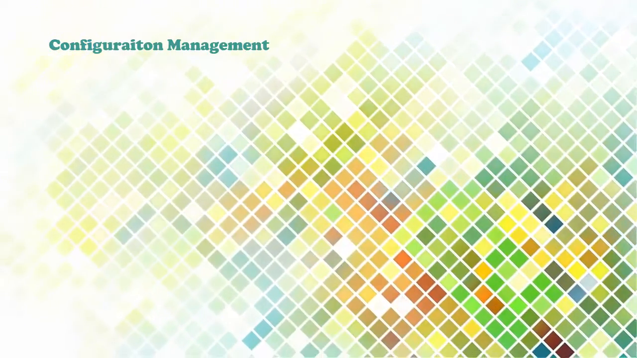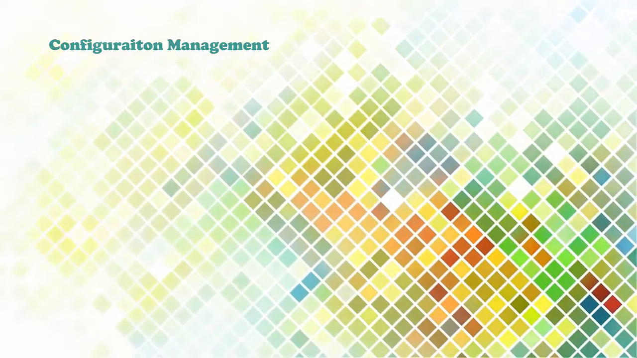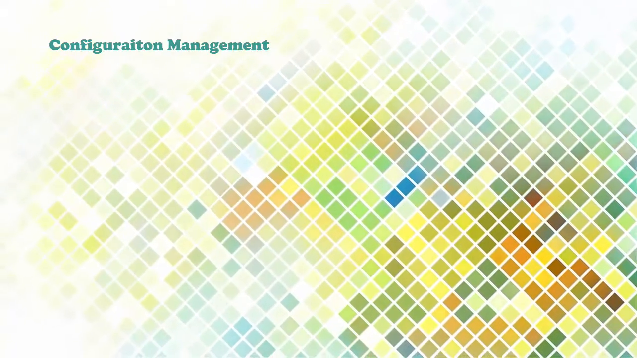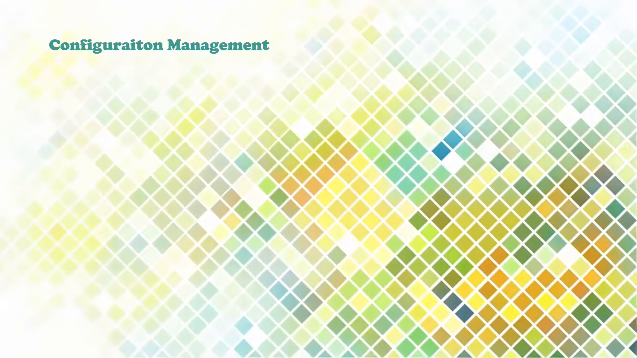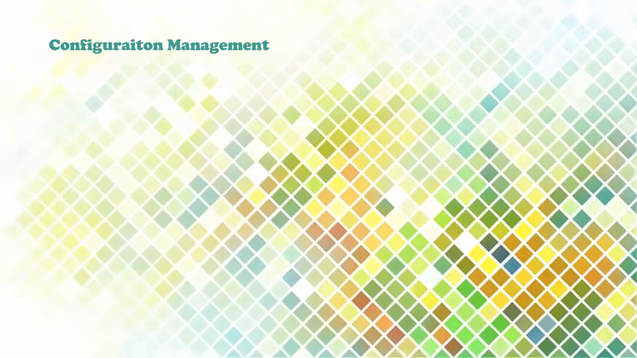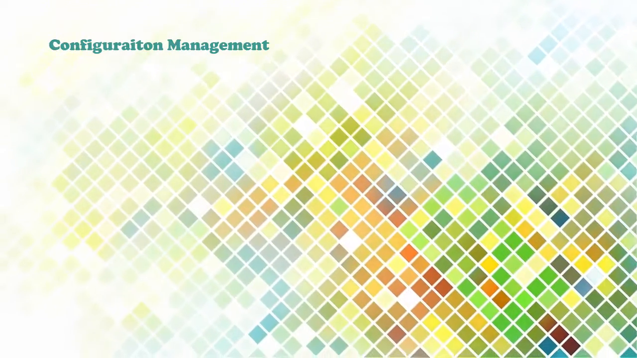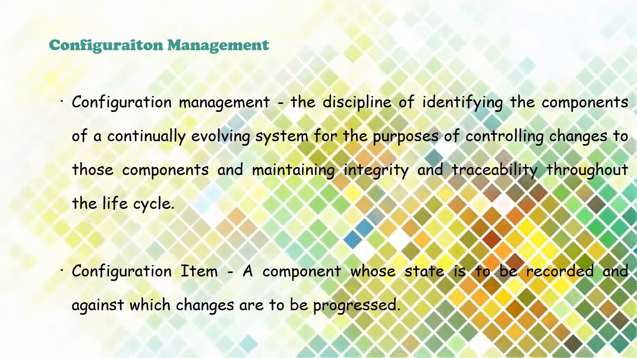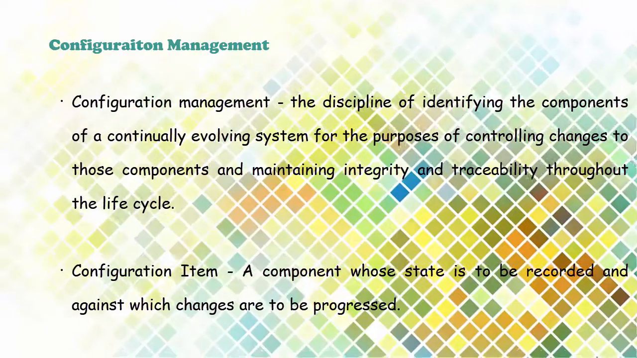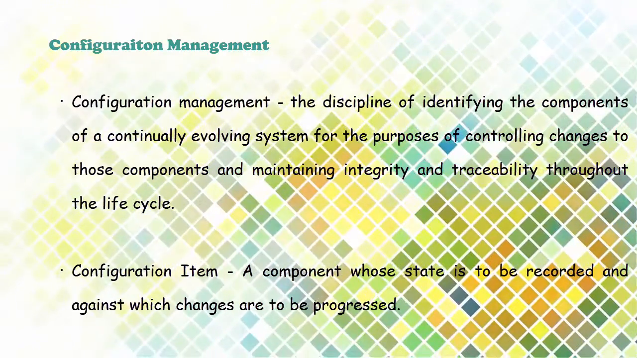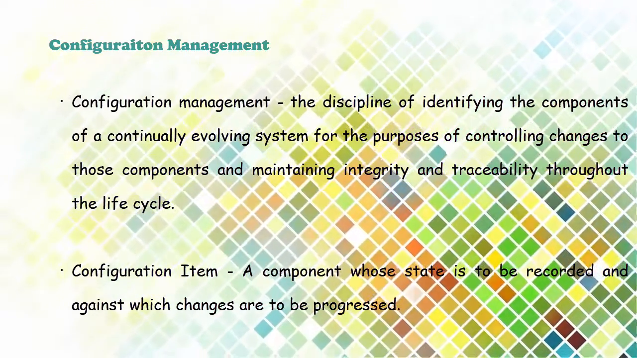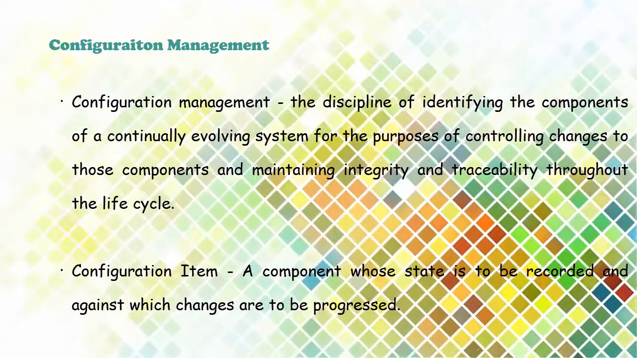So moving on to the topic of configuration management. This is used to handle emerging changes in software products and to properly monitor and introduce new versions of software products. There are a few definitions we need to be aware of. The first being configuration management, which is the discipline of identifying the components of a continually evolving system for the purpose of controlling changes to those components and maintaining integrity and traceability throughout the life cycle.